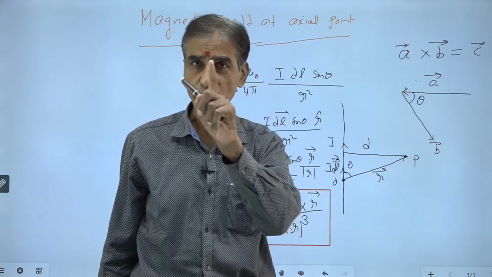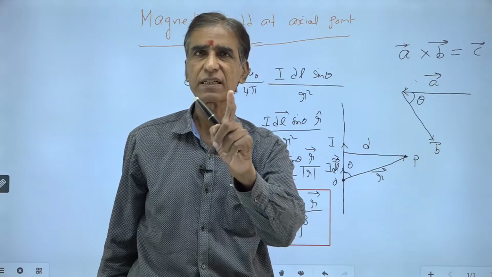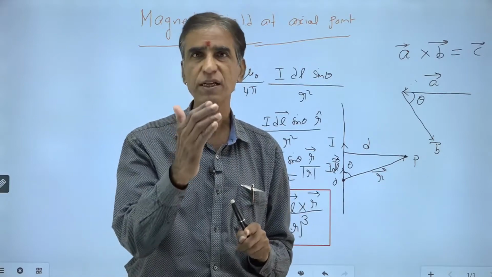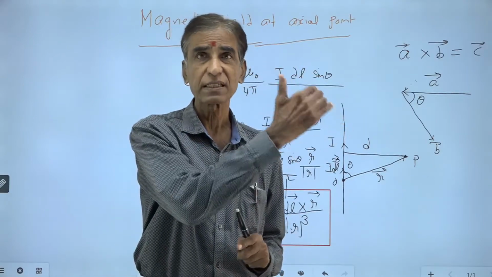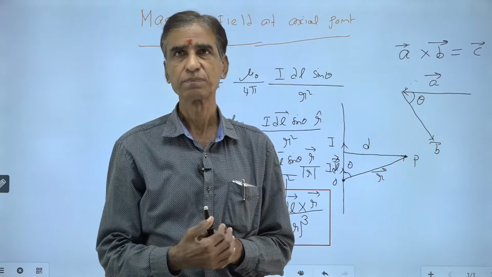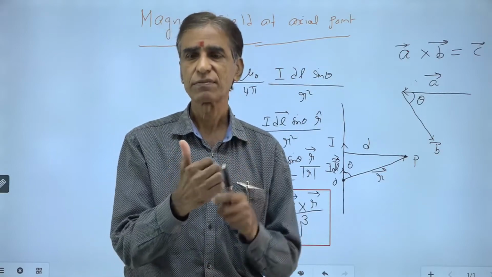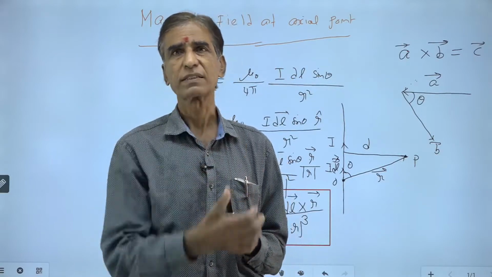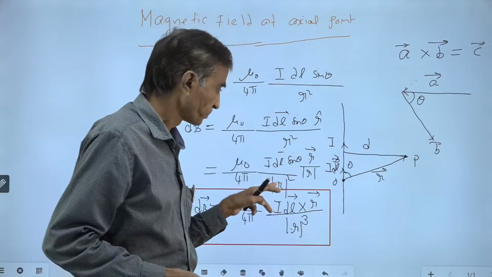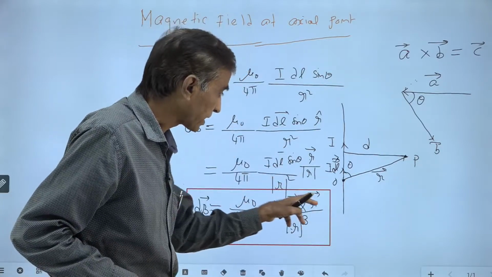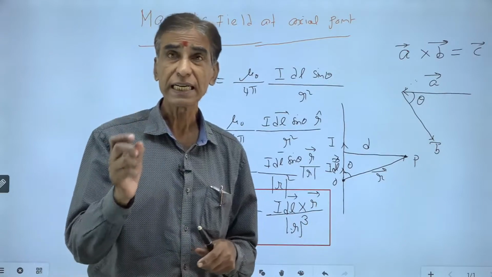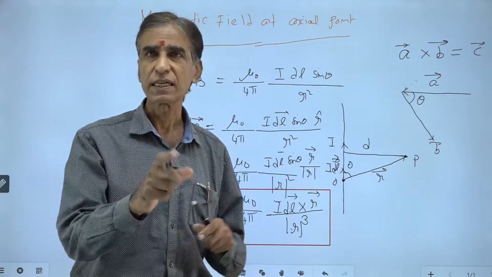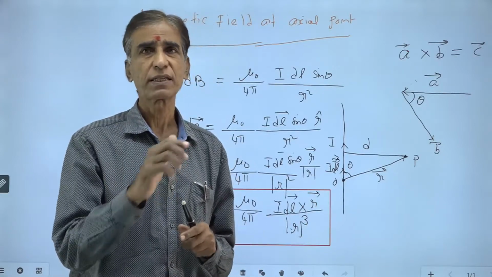A and B are in one plane, and C vector is mutually perpendicular to that A vector and B vector. So, that is the direction of our cross product. So, see here, in this case IDL cross R. IDL is like A vector and R is like B vector. So, what do you have to do?